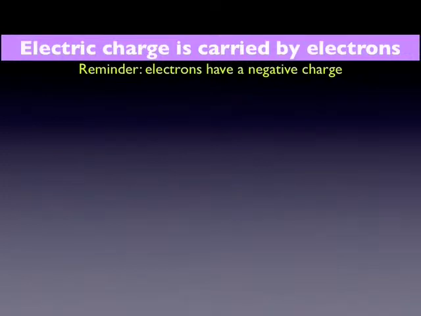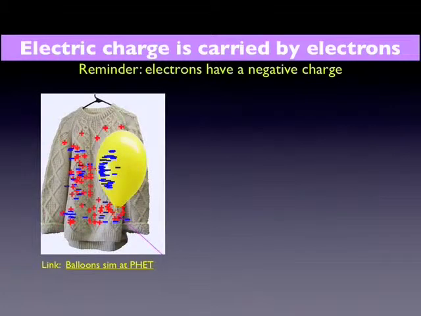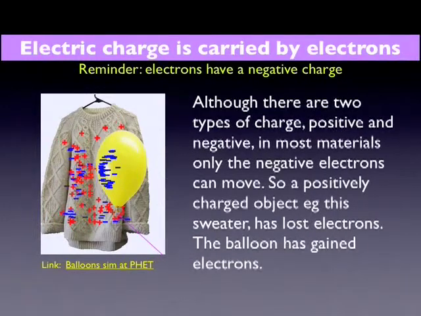Electric charge is carried by electrons, and electrons are negatively charged particles. Here, for example, the electrons have collected on the balloon, and so the balloon has a negative charge. The sweater has a positive charge because it lost electrons. The explanation for electric charges is usually in terms of electrons. The positives don't move, they just stay where they are.